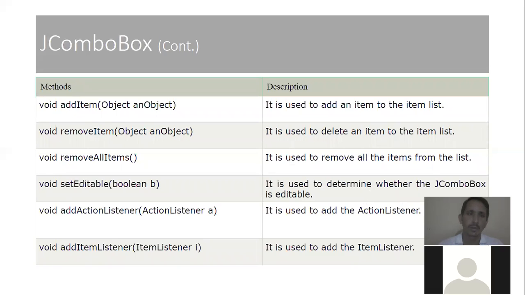Now some methods: add item. If we need to add anything new in the list of the combo box. Remove item from that particular list, right. Remove all items means clean the combo box, clean with zero items, right. Set editable or not: if it is true, then we can type anything. Suppose we can select the items from the drop down, or otherwise we can type in the text box. That means it is a combination of text box and combo box. Add action listener, right, like our action performed method, like a button. Add item listener, when we select a particular item, item listener is there.